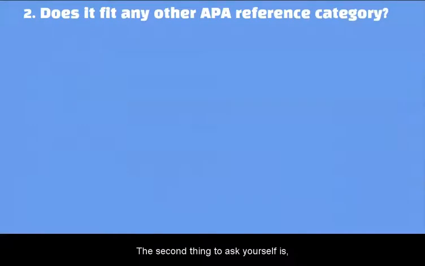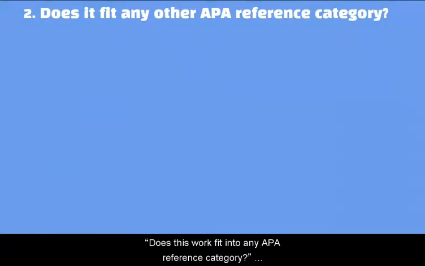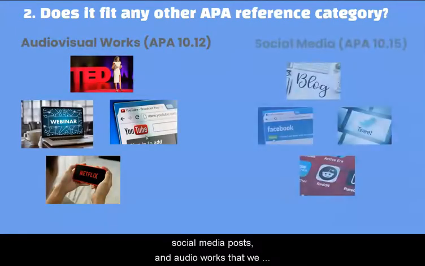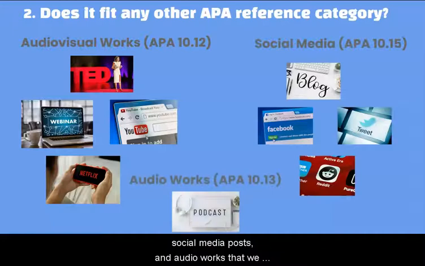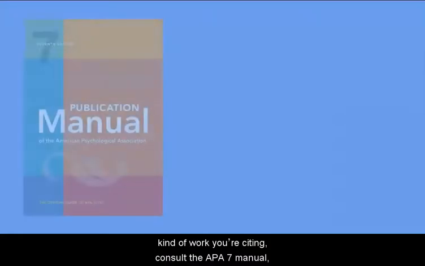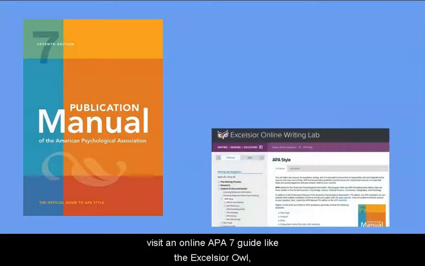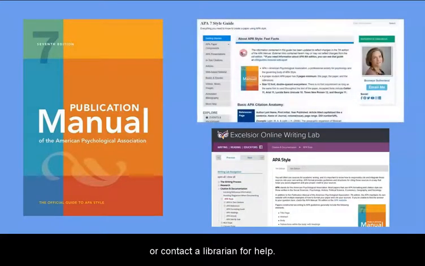The second thing to ask yourself is, does this work fit into any APA reference category? APA provides citation guidance for a number of different types of works, including audiovisual works, social media posts, and audio works that we normally find online. If you're not sure whether there is a category for the kind of work you're citing, consult the APA 7 manual, visit an online APA 7 guide like the Excelsior OWL, or contact a librarian for help.